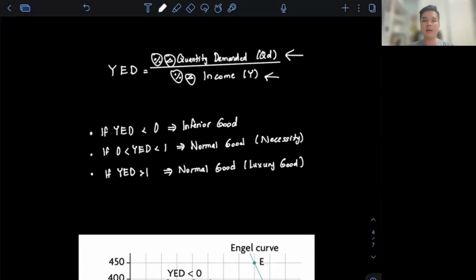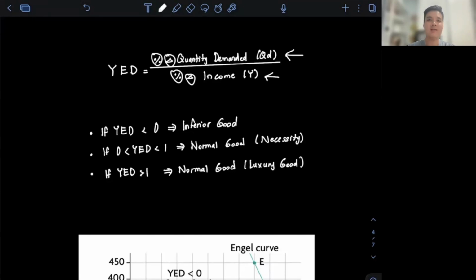Now, unlike PED, whereby we leave out the minus sign, the sign for YED values is important. So if the YED value is positive, it means that the quantity demanded is increasing as your income increases. And if the sign is negative, it means that the quantity demanded falls as income increases. This makes sense because when our income increases, we consume more of certain goods and less of certain goods.